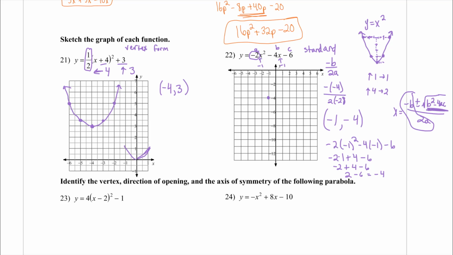So instead of going down 1, out 1, we need to go down 2 and out 2. And instead of going down 4, we need to go down 8. So 1, 2, 3, 4, 5, 6, 7, 8. But still out 2. What we're doing when we do this is called a vertical stretch. On 21, it's called a vertical shrink or compression. And so we're only doing these things vertically. We're not affecting the horizontal, which is why I still went out 1, and out 2, instead of affecting that as well.